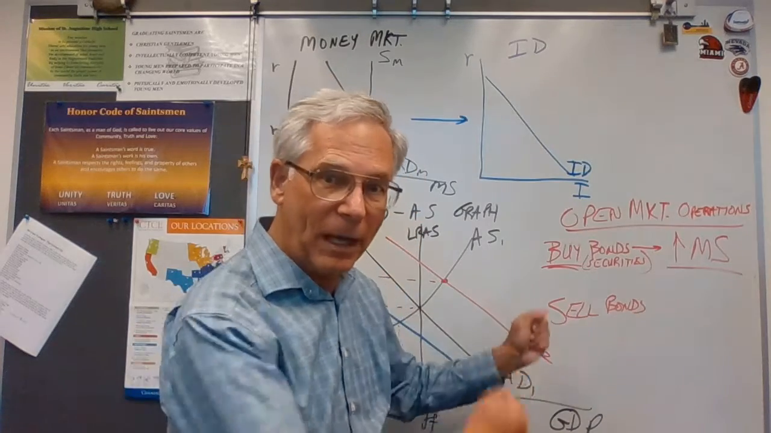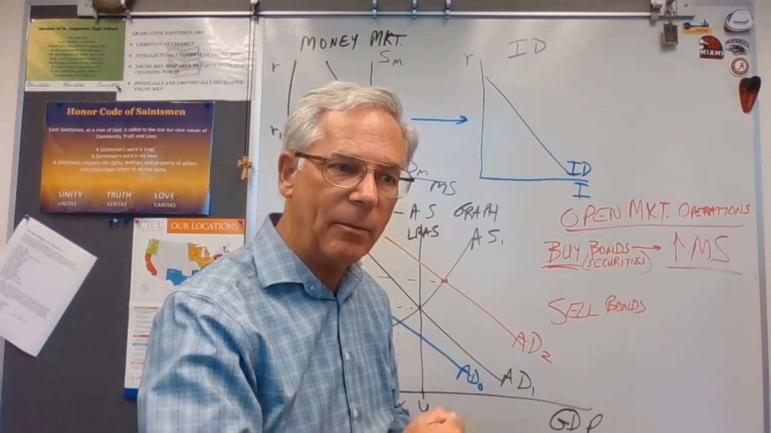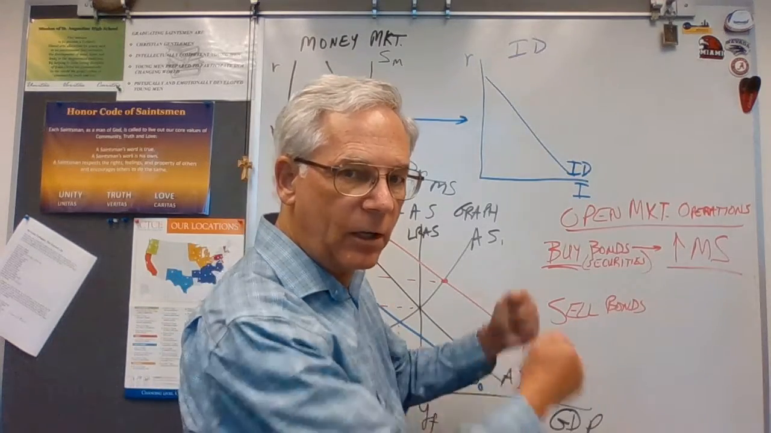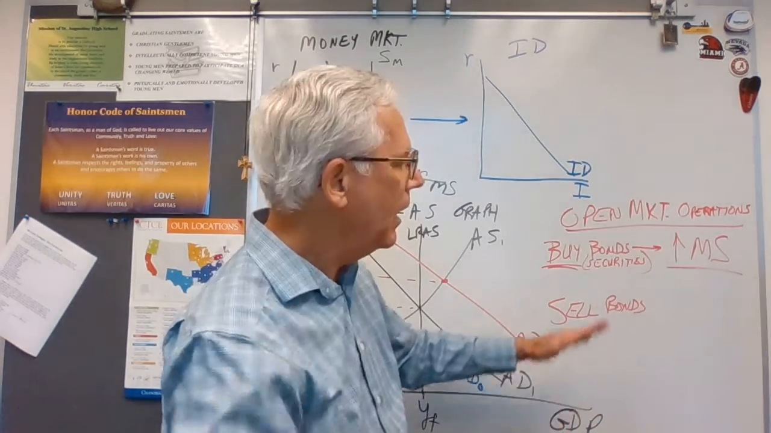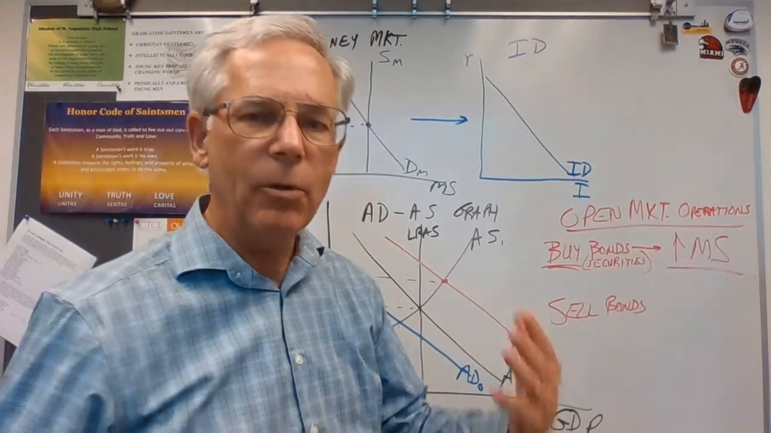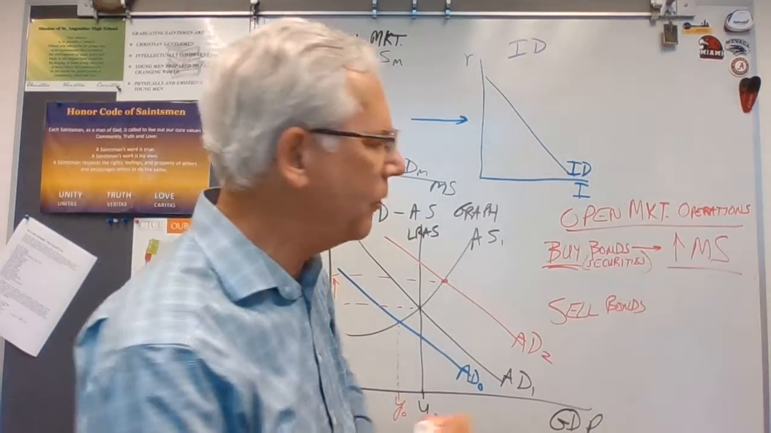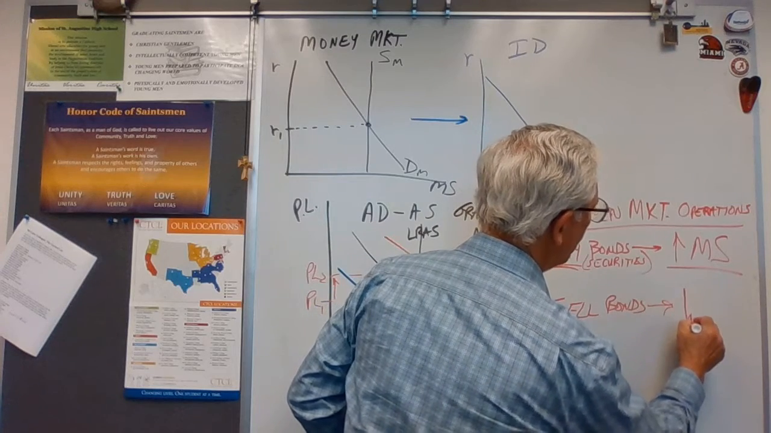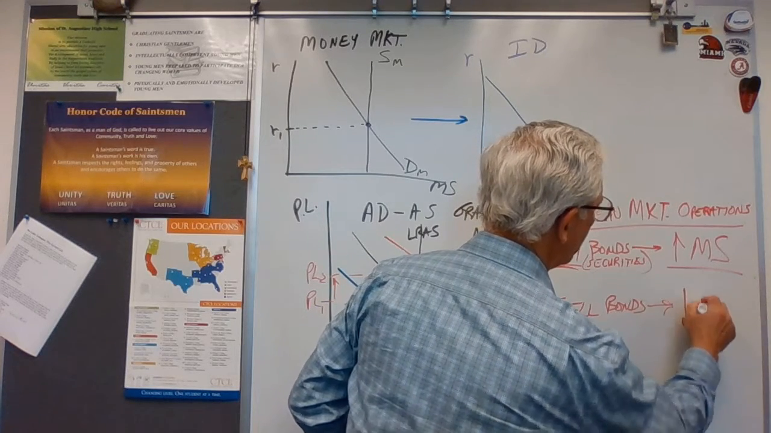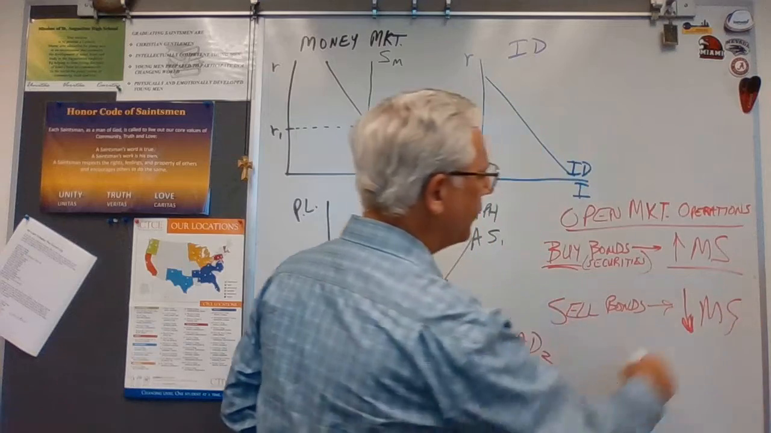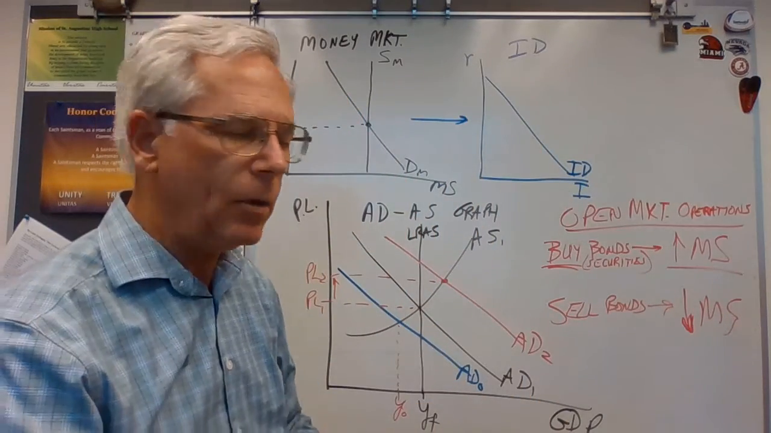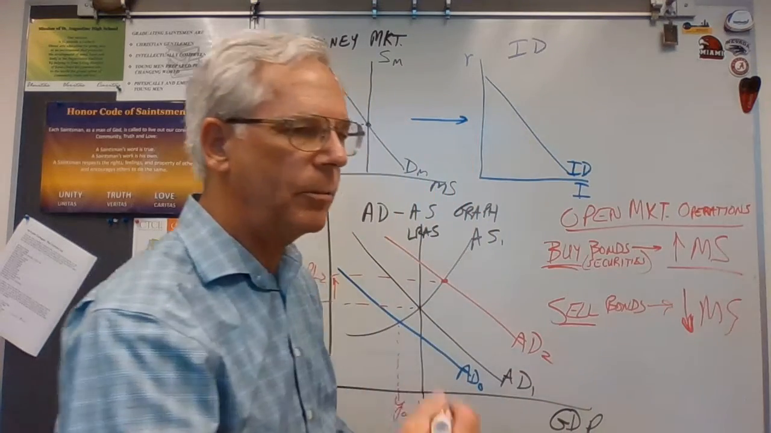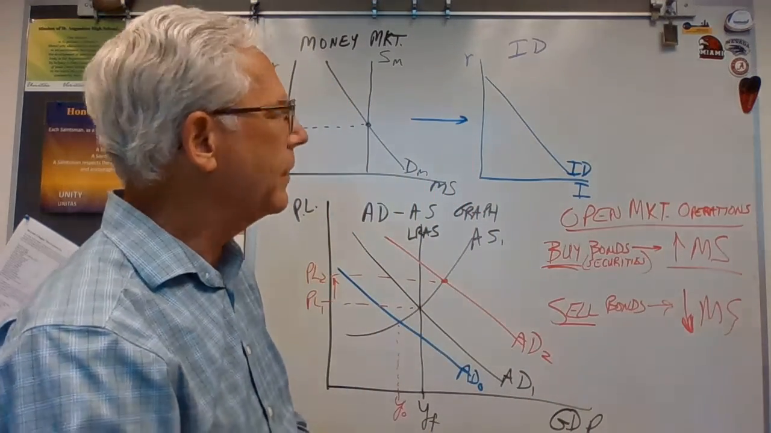And of course, they have to pay for the bonds. So they got to take the money out of their bank account. Or if they are a bank, they got to take the money out of their reserves and give it to the Fed to buy the bond. And of course, what does that do? It reduces the amount of excess reserves and causes the money supply to shrink. So the money supply is going down now because the Fed is selling bonds to the general public or to the banks.